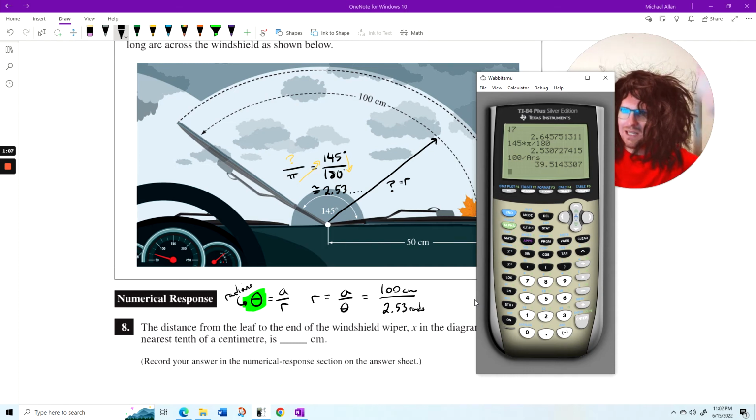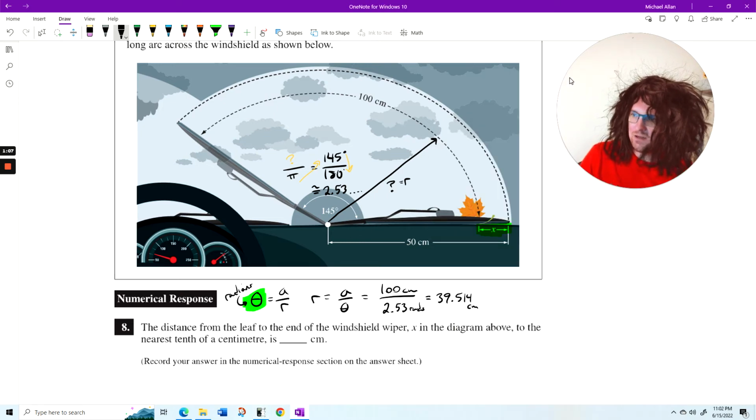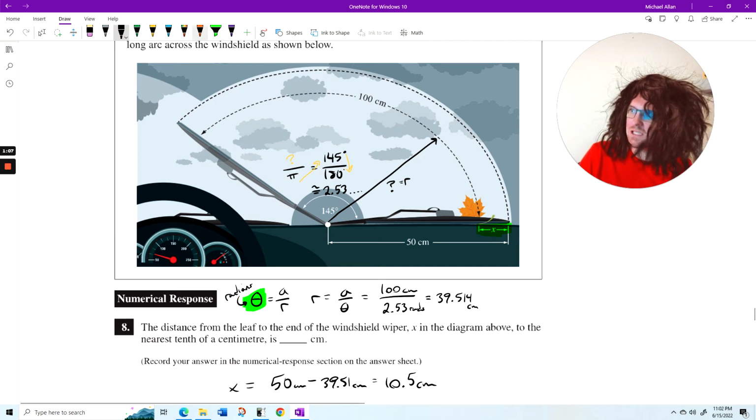So this makes more sense. If I did the division the other way, it'd be a really small amount, but that doesn't make sense. So this looks way better. This is about 39.514 centimeters, which looks much better because that whole thing's 50. And then I'm going to go 50 minus my answer. You want to do the nearest tenth, so 10.5. So I'll put down here 50 centimeters minus x is equal to 39.51 centimeters. So this is 10.5 centimeters. You put it in that spot there. I'll just put a box around this answer.